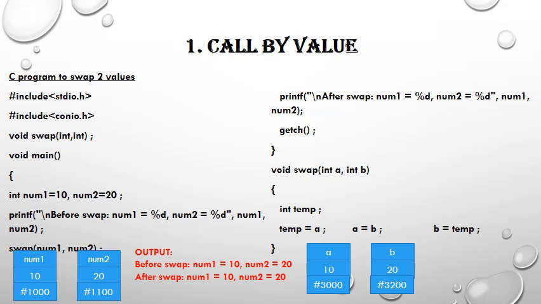Right? Now when swapping happens, temp equal to A, A equal to B, B equal to temp, the values of A and B get swapped. So they have got swapped. So A is 20 and B is 10.